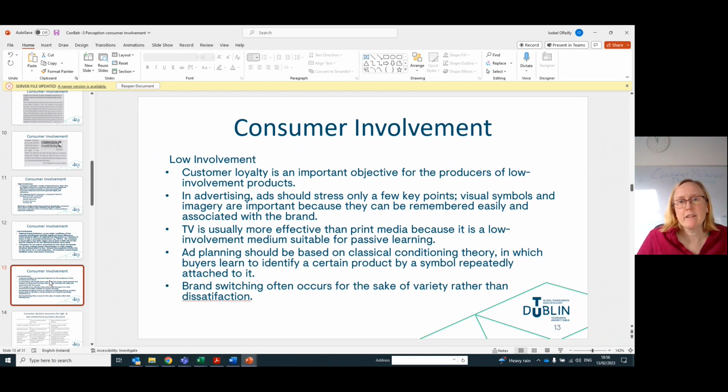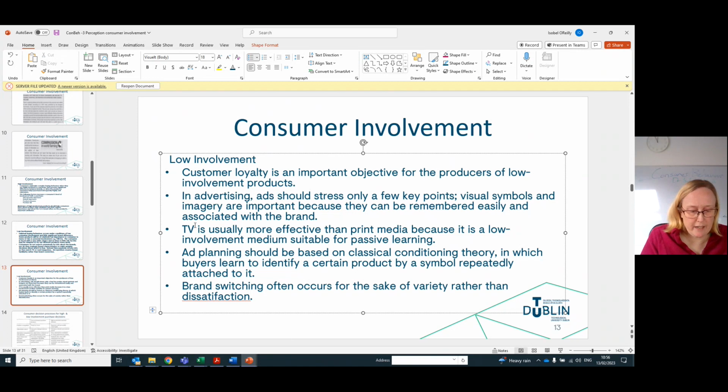TV is usually more effective, so we mean video, obviously. I'll just put it in, I guess, to be more explicit. It's usually more effective than print media because it's a low involvement medium suitable for passive learning. Ad planning should be based on classical conditioning theory. We'll look at what that is in a few weeks, in which buyers learn to identify a certain product by a symbol repeatedly attached to it. So again, the Andrex puppy. Brand switching often occurs for the sake of variety rather than dissatisfaction.